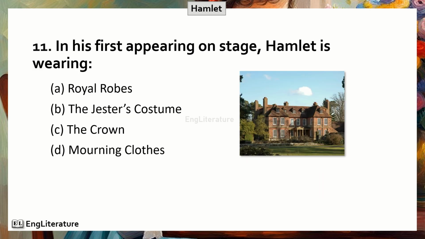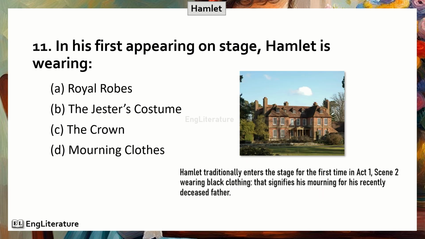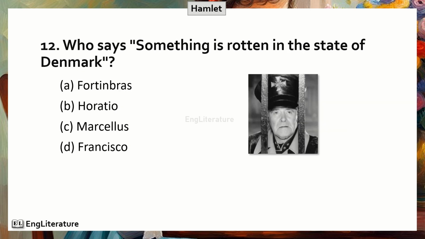In his first appearing on stage, Hamlet traditionally enters the stage for the first time in Act 1, Scene 2, wearing black clothing. That signifies his mourning for his recently deceased father. So, the right option is number D. In his first appearing on stage, Hamlet is wearing mourning clothes.